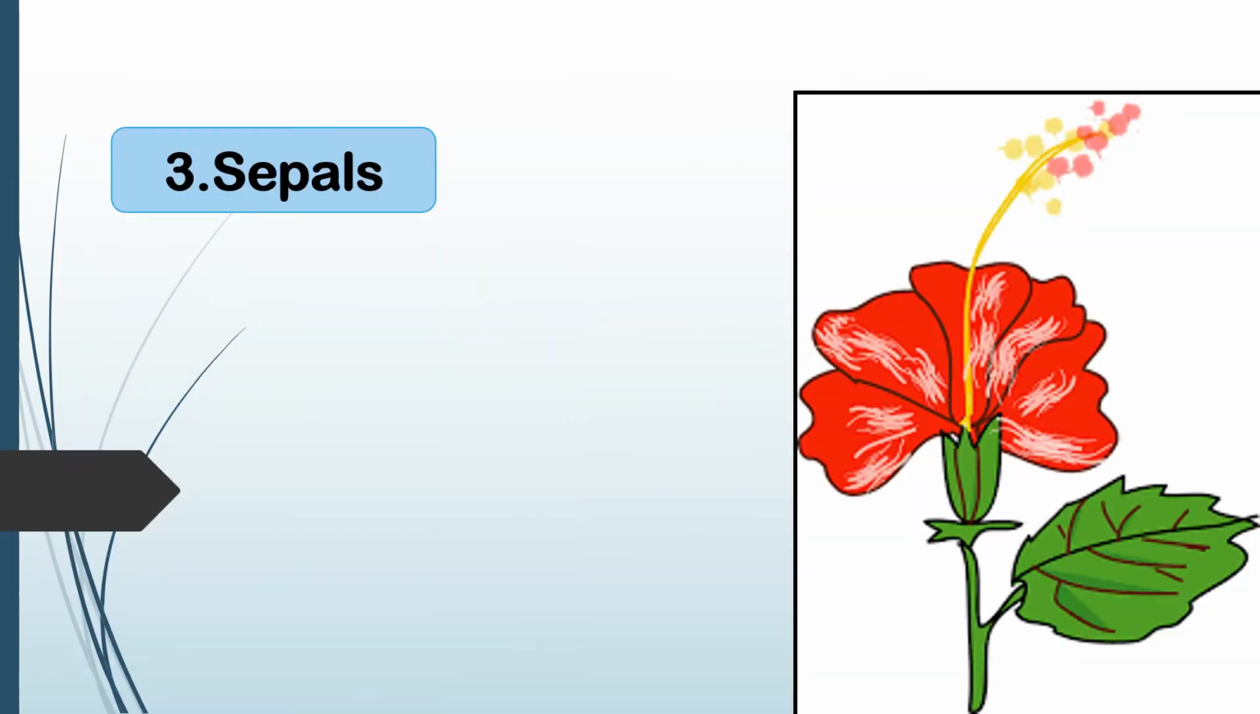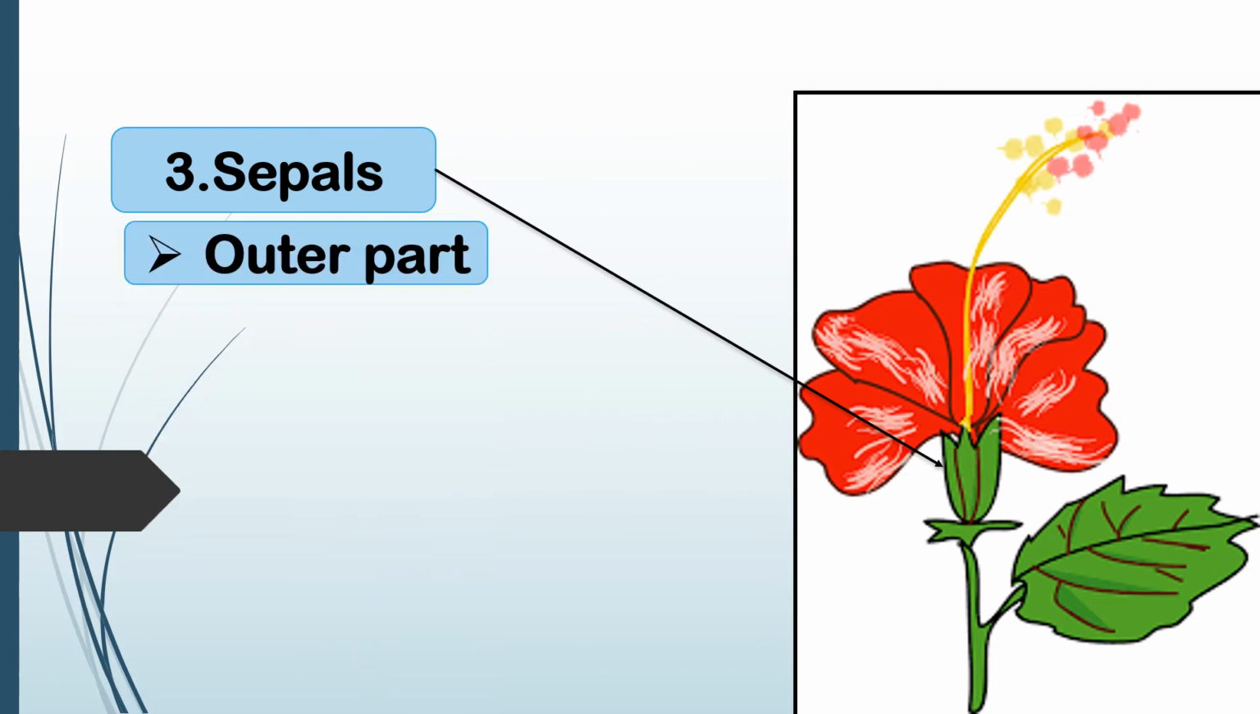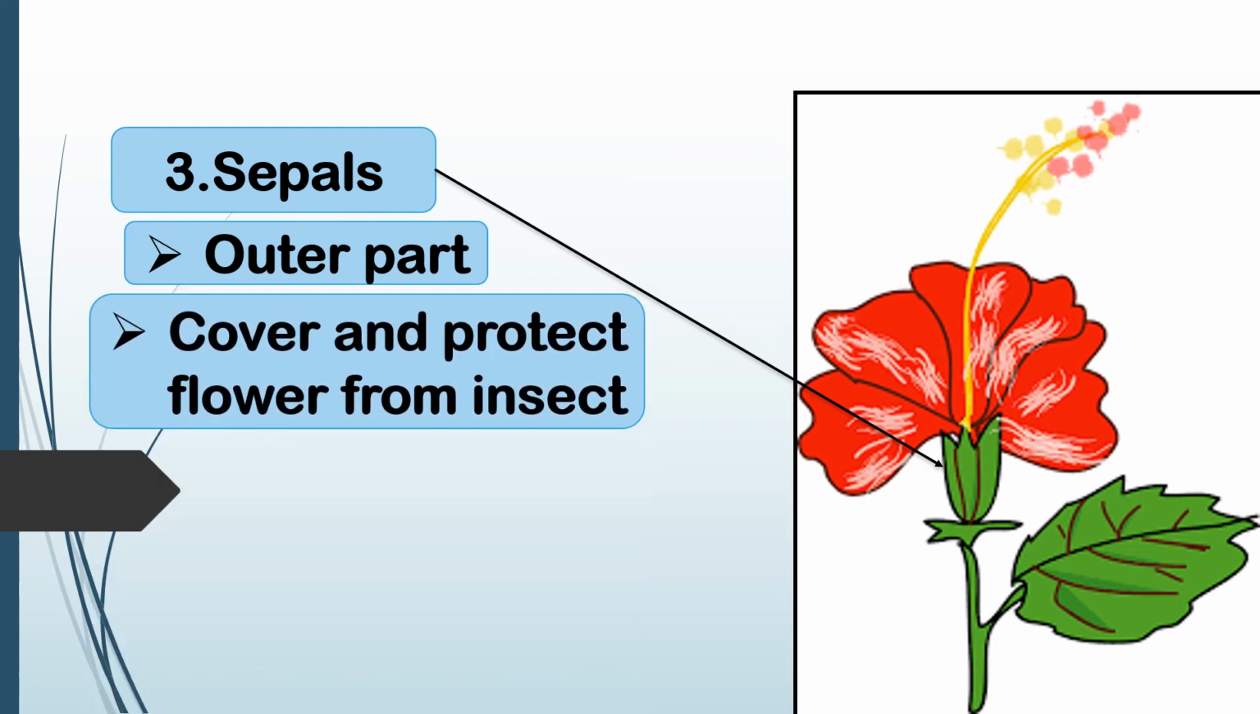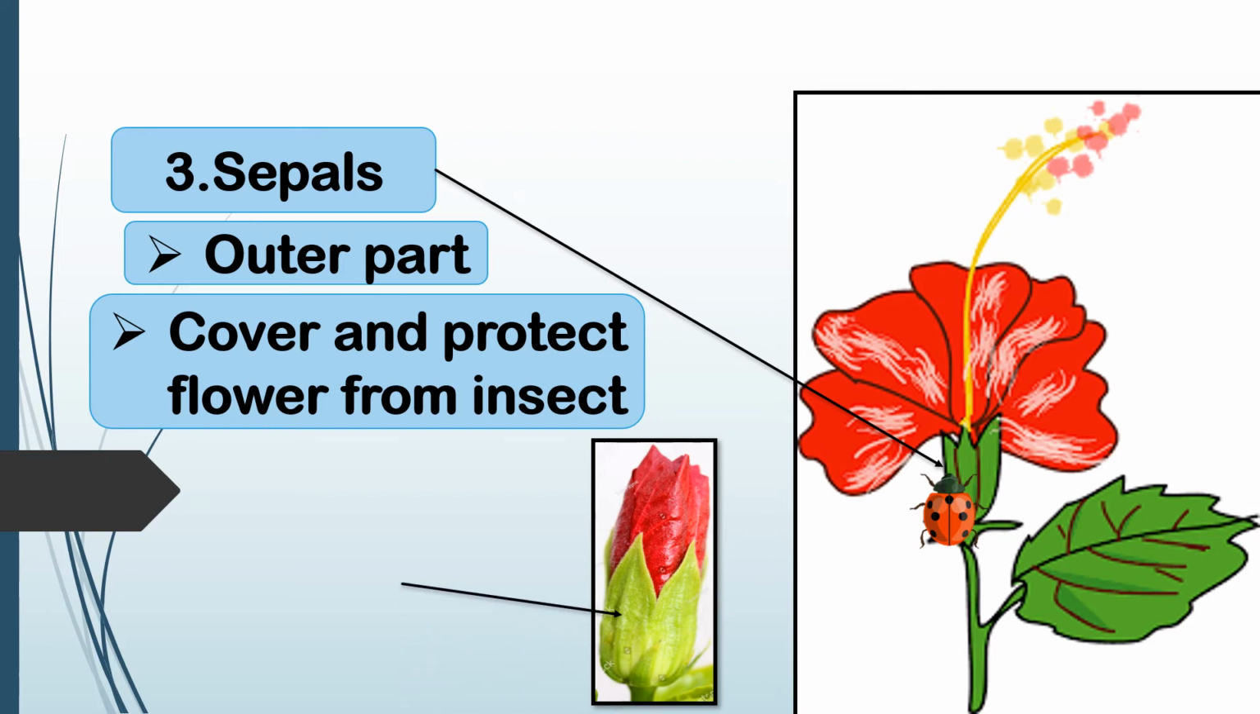The third part of the flower are the sepals. Where do you think are the sepals? Okay, so these are the sepals of the flower. It is the outer part of the flower. It covers and protects the flower from insects, for example, from ladybugs. Its color is green. So this is the sepals of the flower.